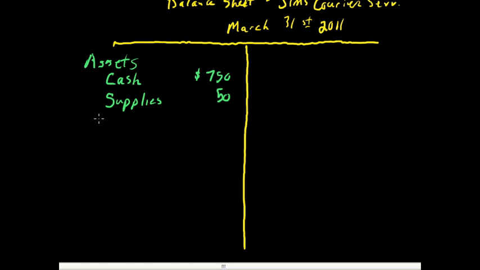Now, those things are more liquid, so we list those first under assets, and that's just the way it's done on a balance sheet. Now, he has some other things as well. He has some motorbikes because he's a courier service. These guys zoom around on bikes, and so we can say that Jim has 3 motorbikes, and the total value of those motorbikes is $1,800.